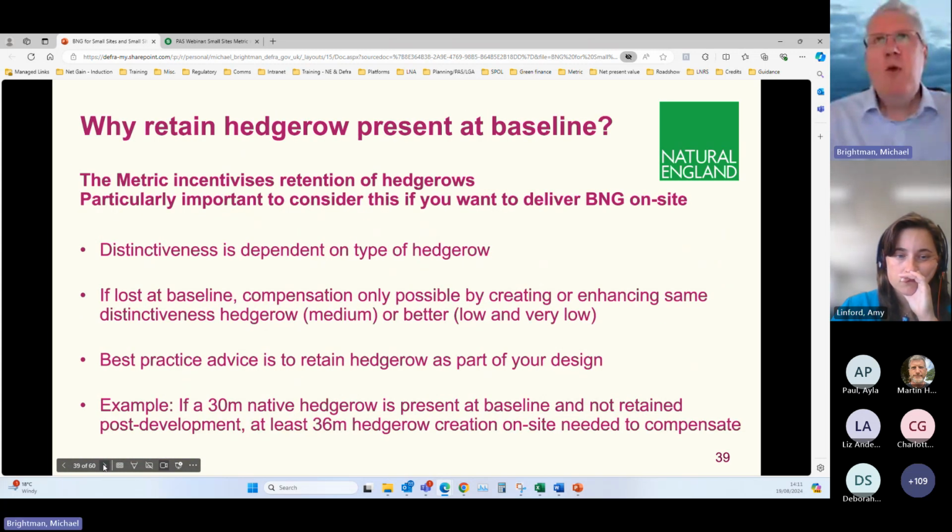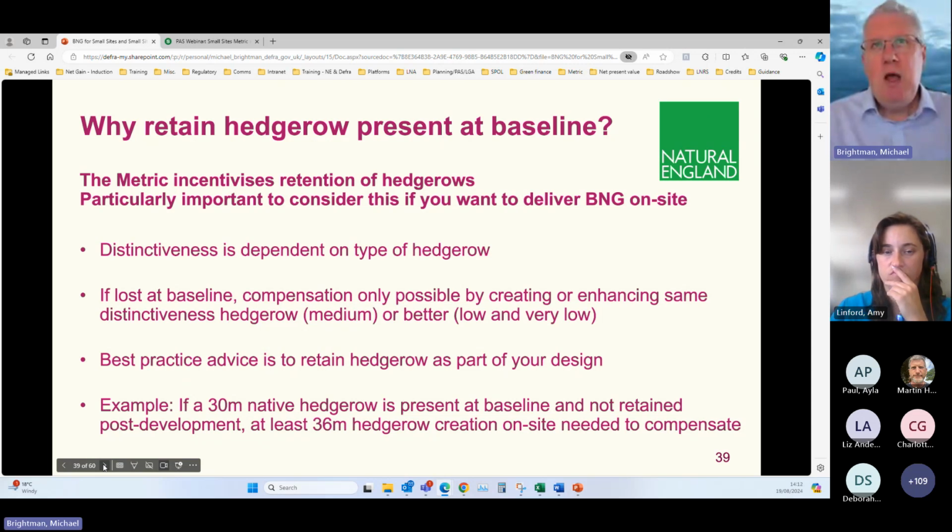So let's move on and talk about hedgerow and the hedgerow module of the metric. And again, retention is incentivised by the metric. Distinctiveness, though, is dependent on the type of hedgerow, and there's 13 different types of hedgerow within the main metric, and those of low, very low and medium distinctiveness within the small sites metric.